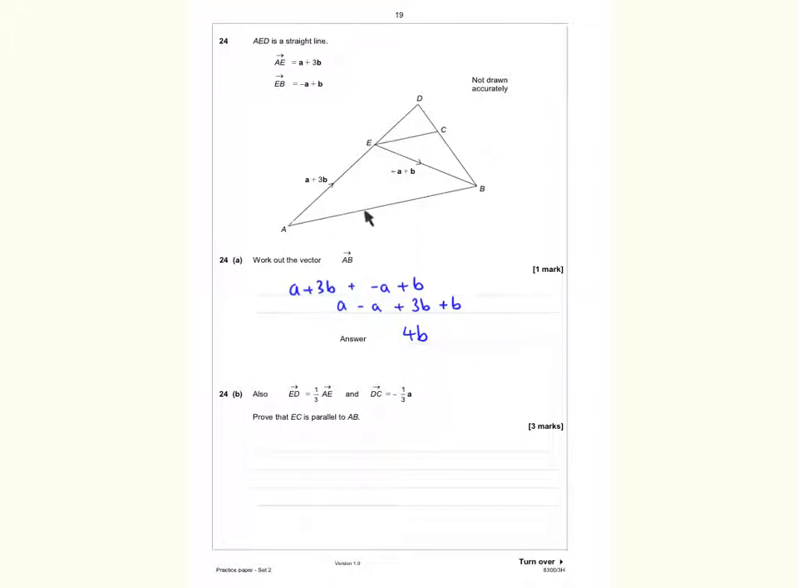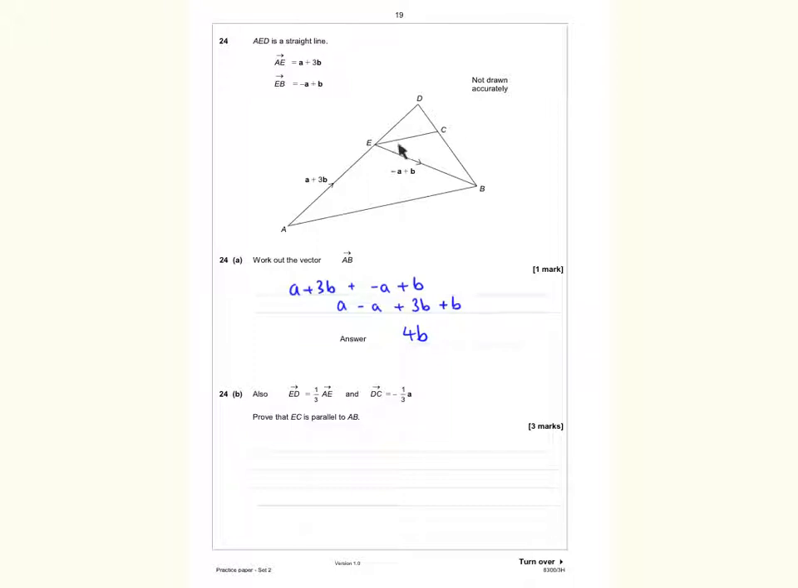Now we need to show that they're going in the same direction, which would mean they both need to be in terms of the same thing. Here I can see that this is in terms of B, so I should get this to be in terms of B somehow. And if this is a multiple of that, then we can say that they're parallel.